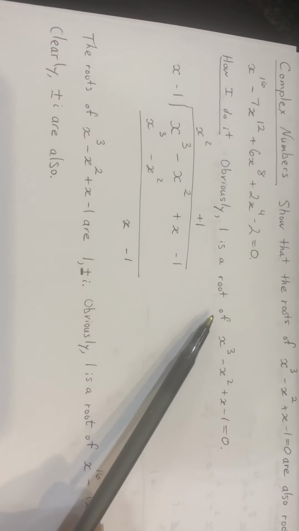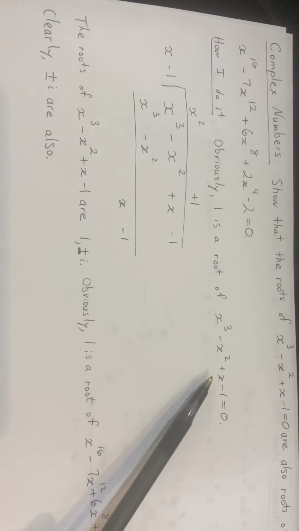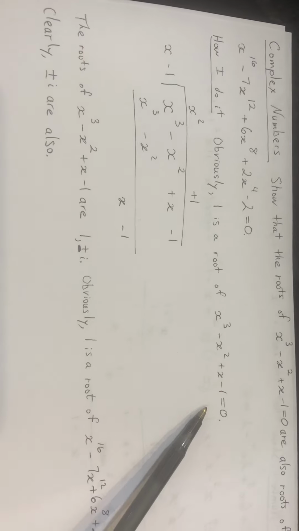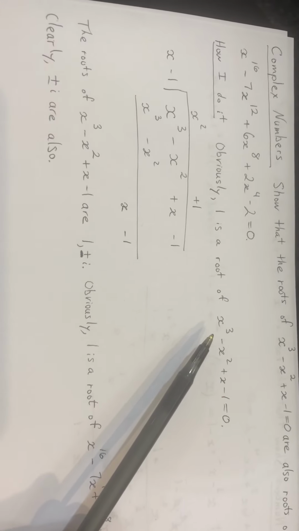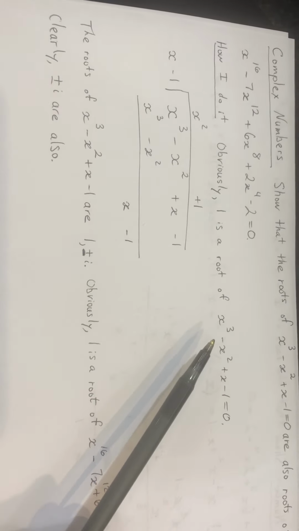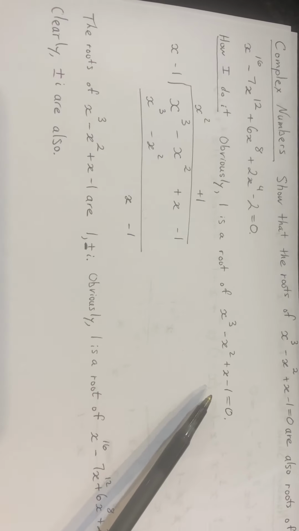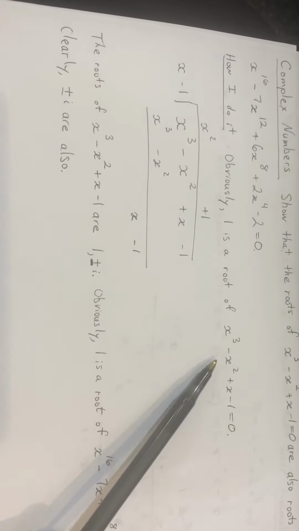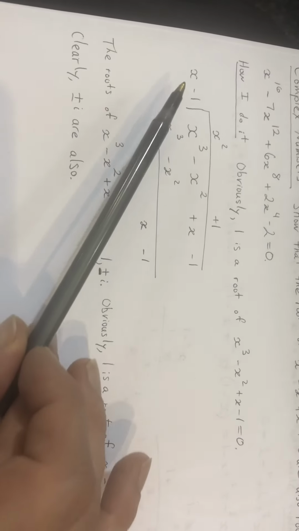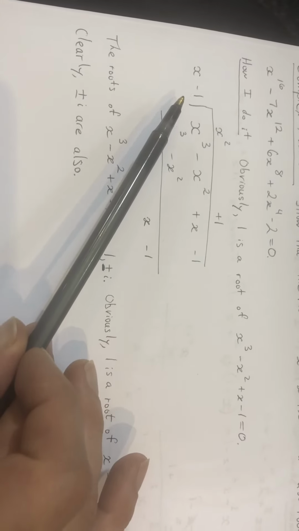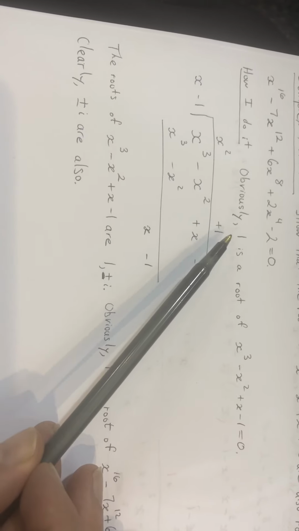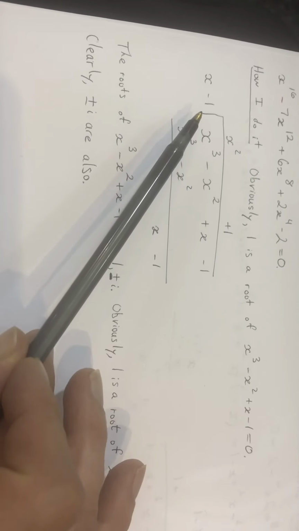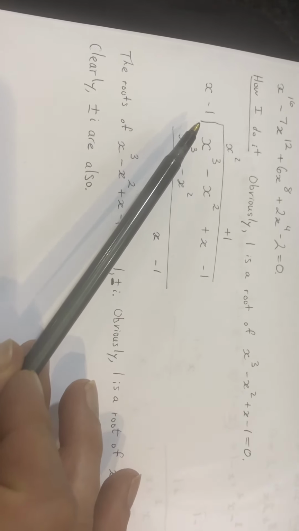Obviously, 1 is a root of x cubed minus x squared plus x minus 1 equals 0, because if we plug in 1 on the left side, we get 1 minus 1 plus 1 minus 1. So let's go ahead and divide this polynomial by x minus 1. Since 1 is a root, notice I changed the sign from 1 to minus 1. So we're going to use long division.